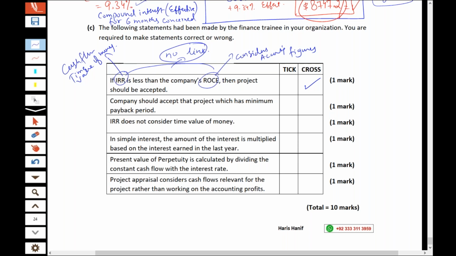Okay. Now, number two statement: the company should accept that project which has the minimum payback period. Students, come on to the question box. Is this statement right or wrong? Number two statement, is it right or wrong?